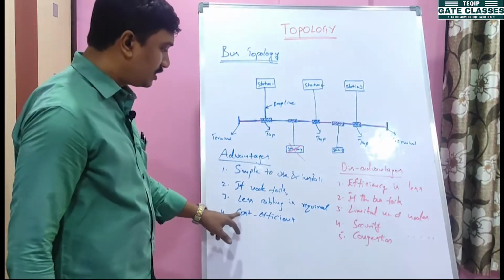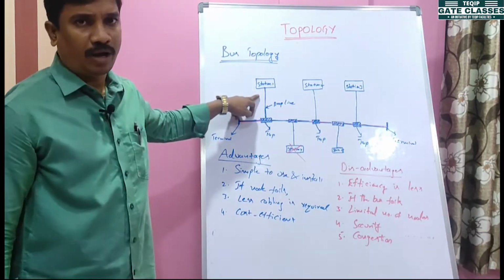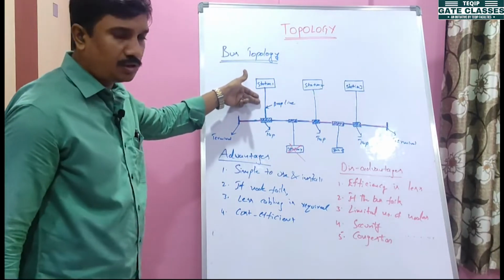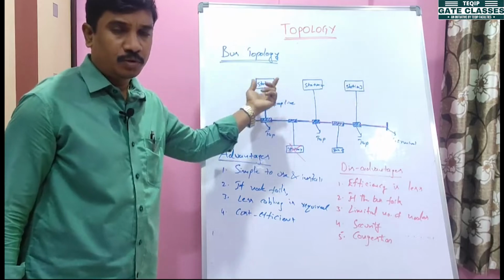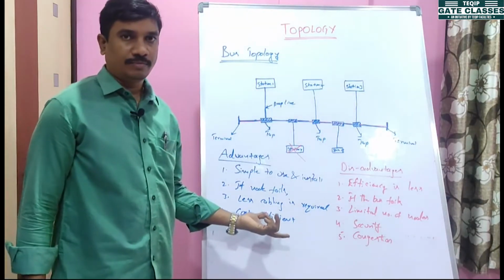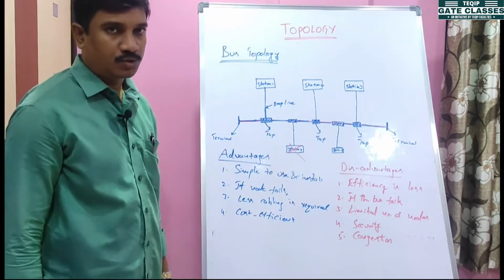And the last one is cost efficiency. You can see the cost is very low. Why? Because we are using fewer cables and fewer ports, so obviously the cost also reduces. These are the advantages of the bus topology.